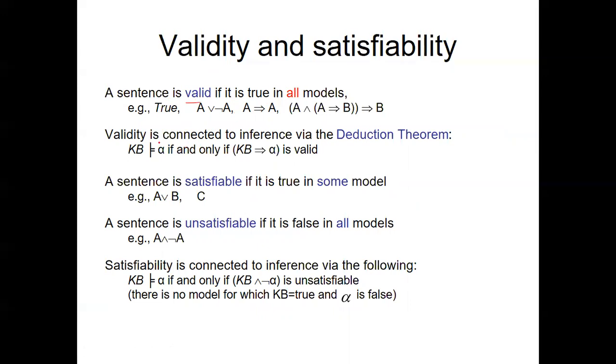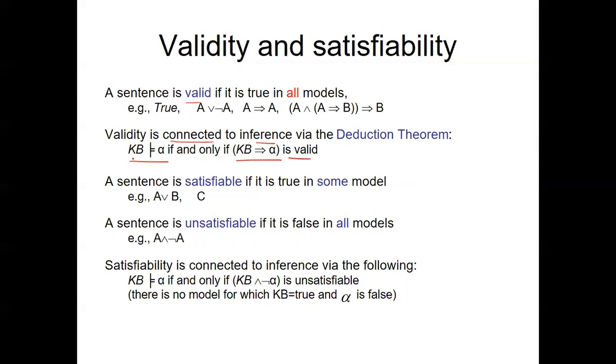Okay. So validity is connected to inference via the deduction theorem. KB entails alpha if and only if KB implies alpha is valid. Okay, so this is one example of validity.